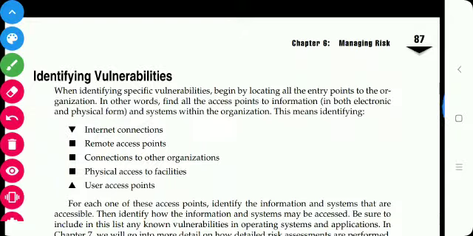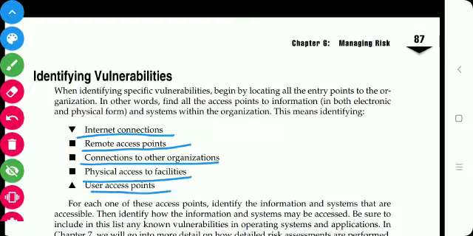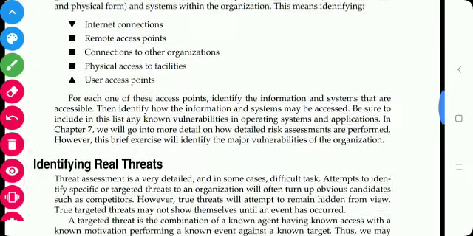So, identifying vulnerabilities. When identifying the vulnerabilities, we have to locate all the entry points of the organization. Means we have to identify the entry points for the organization, for the information, for the computer system, for the network. So it may consist of the internet connection, remote access points, connection to other organizations, physical access facilities and user access points. So we have to identify all these things for vulnerabilities.